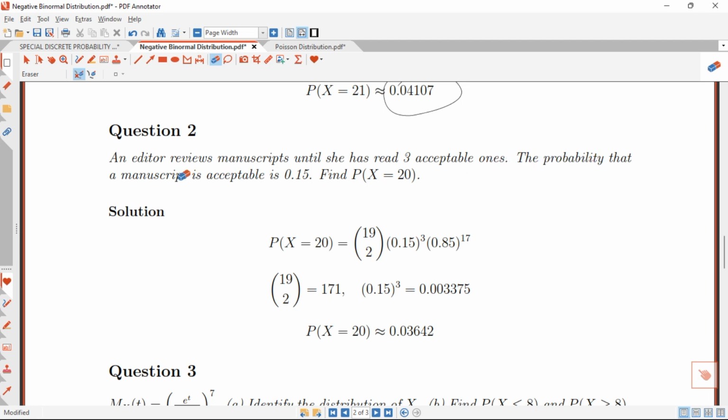Okay, question 2 says an auditor reviews manuscripts until she has read 3 acceptable ones. The probability that a manuscript is acceptable is 0.15. Find the probability that X is equal to 20.